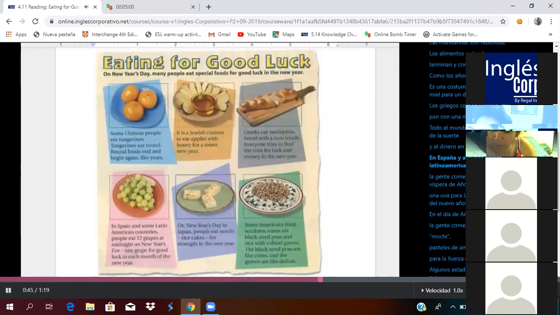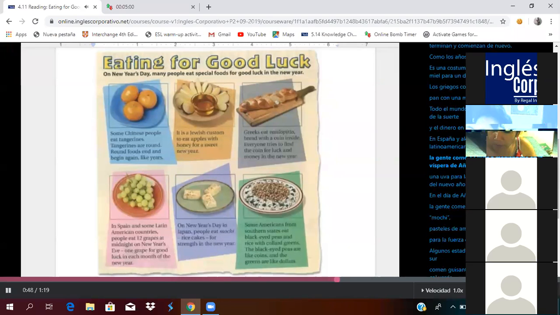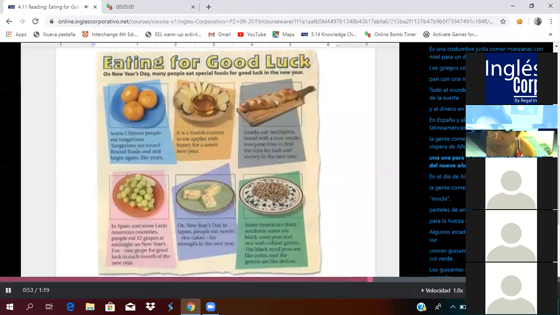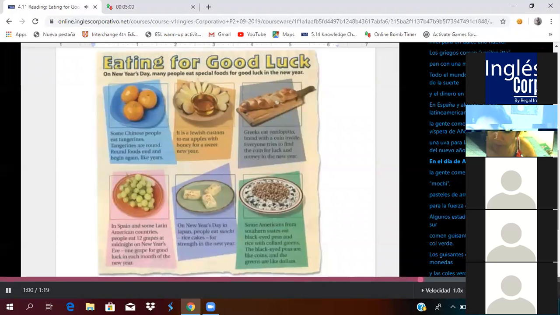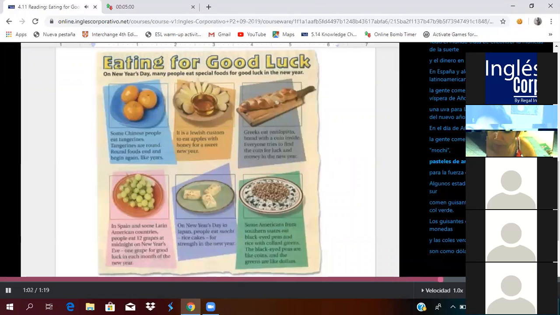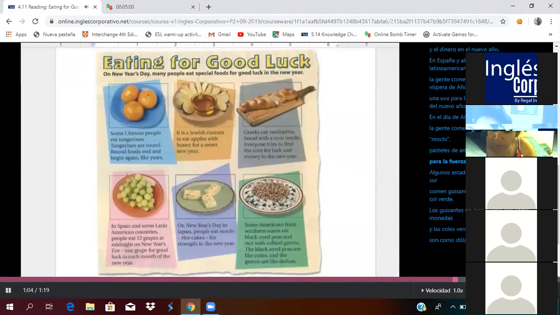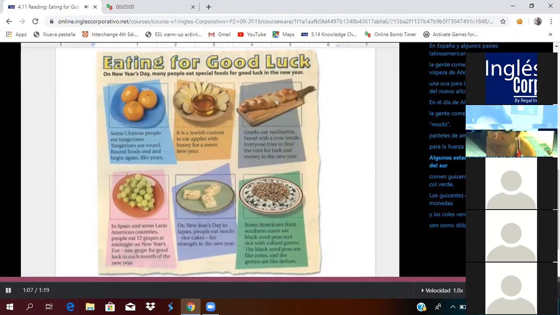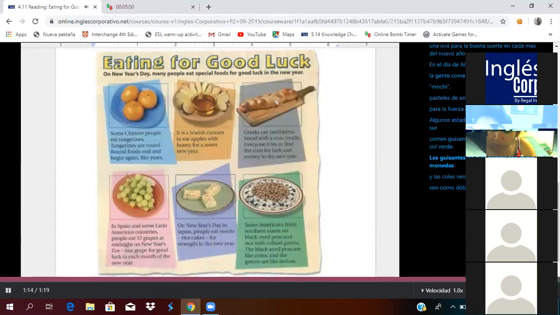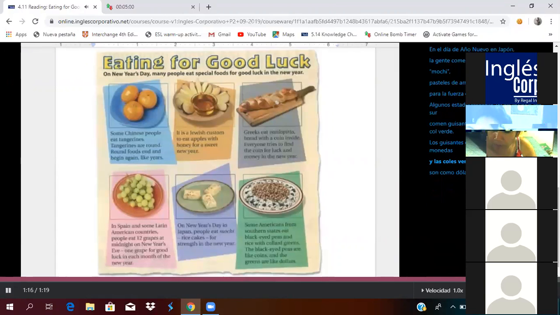In Spain and some Latin American countries, people eat 12 grapes at midnight on New Year's Eve. One grape for good luck in each month of the new year. On New Year's Day in Japan, people eat mochi, rice cakes, for strength in the new year. Some Americans from southern states eat black-eyed peas and rice with collard greens. The black-eyed peas are like coins, and the greens are like dollars.